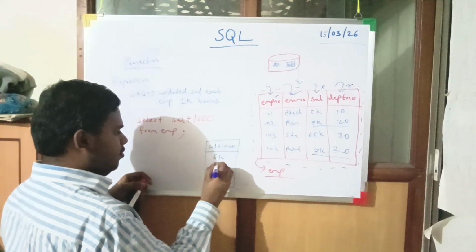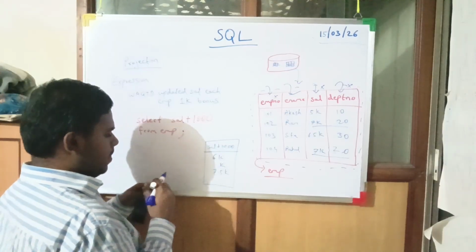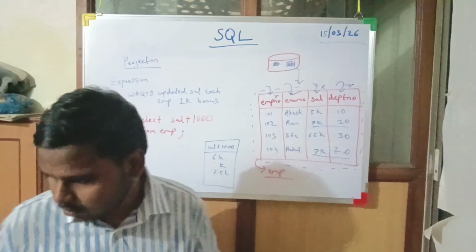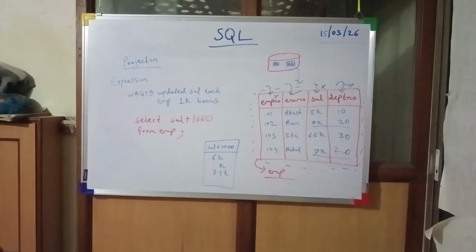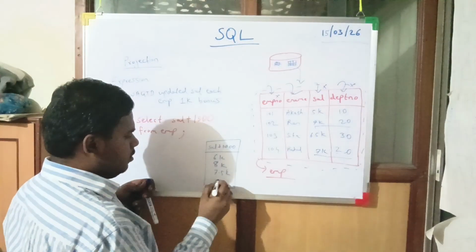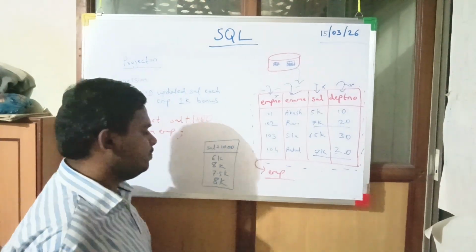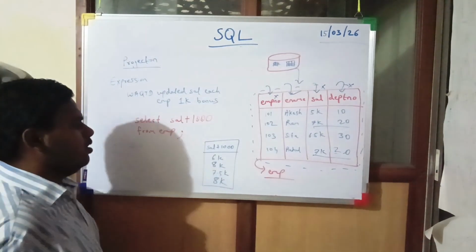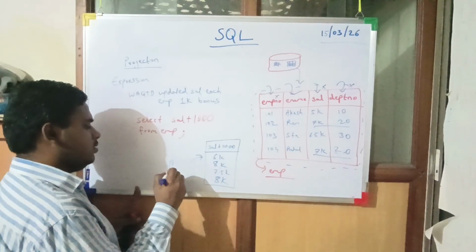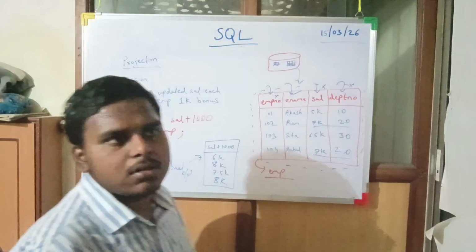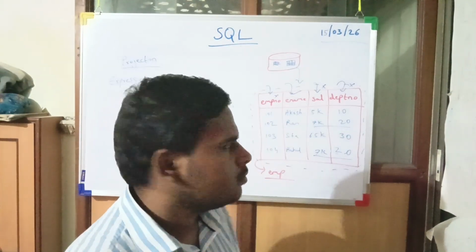Very good. English also got over. Wait for a second, one more marker is there. Okay, 8,000, 8,000. 6,000, 8,000, 7.5,000, 8,000. This is the final output you will see. This is how we will write the query.